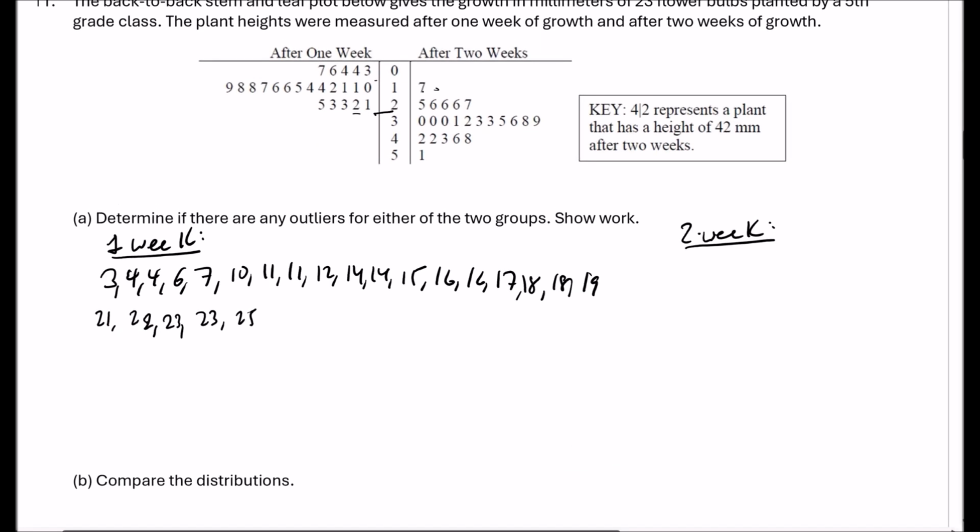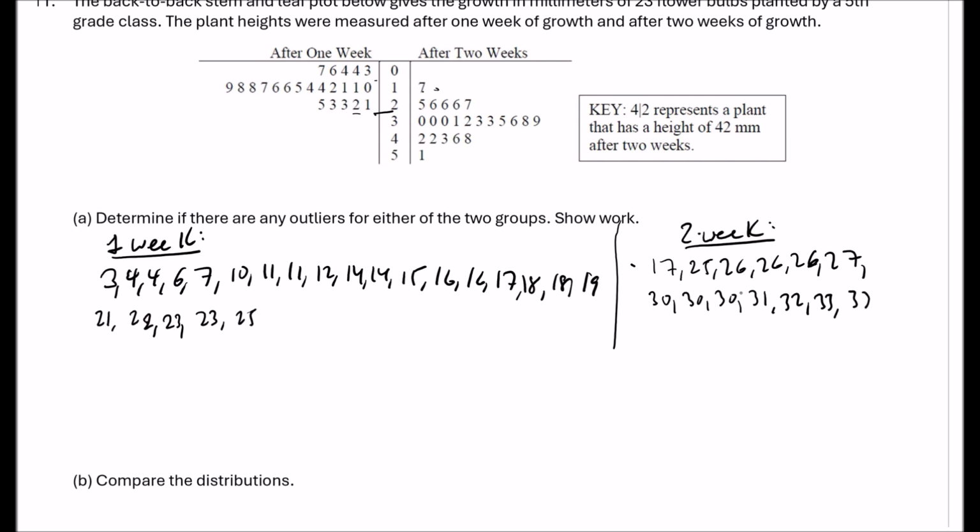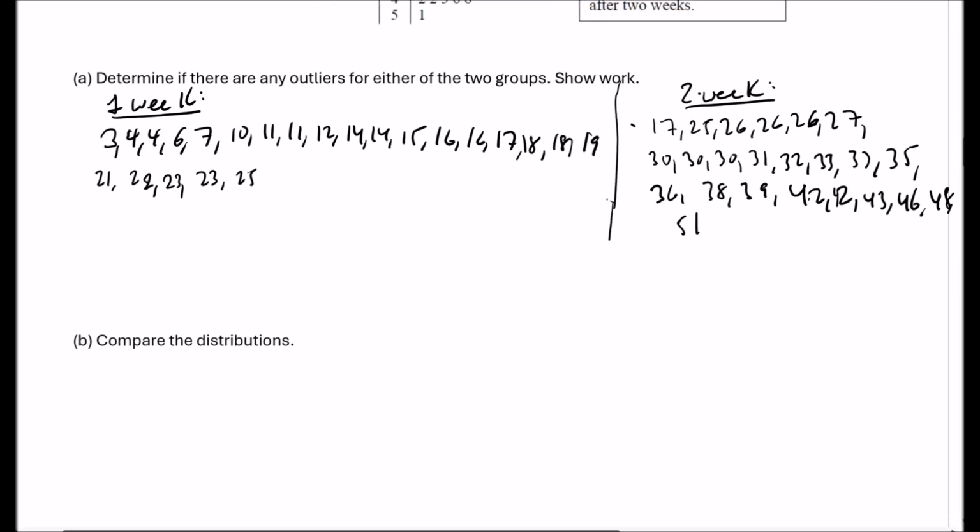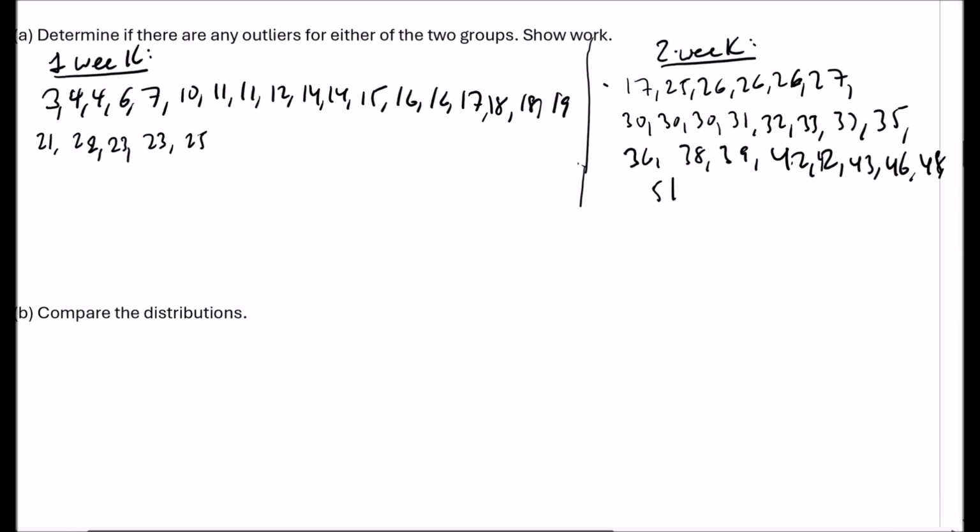Okay. All right. So there's the 1 week group. And then I'll go ahead and just list out the 2 week group just so we have it. 17, 25, 3 26s, we got a 27, 3 30s, 31, 32, 33, 33, 35, 36, 38, 39. We got some 40s numbers, 42 42s, 43, 46, 48, and 51. Okay, so we got the data so that we don't have to worry about the stem plot part anymore.